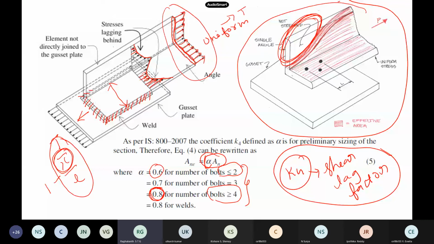You can see our IS 800. When you see the design of tension members, they clearly mention the coefficient K4, which is the same as alpha. For preliminary sizing of the section, they use this formula. And if the connection length is more, meaning the number of bolts is more, obviously this factor turns out to be 0.8 or something like that.